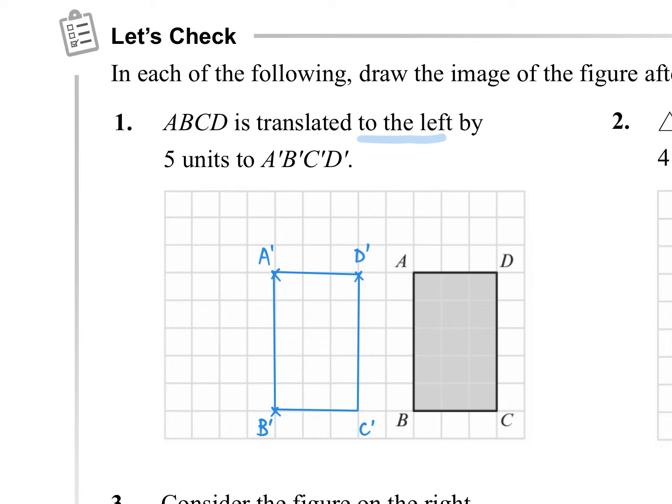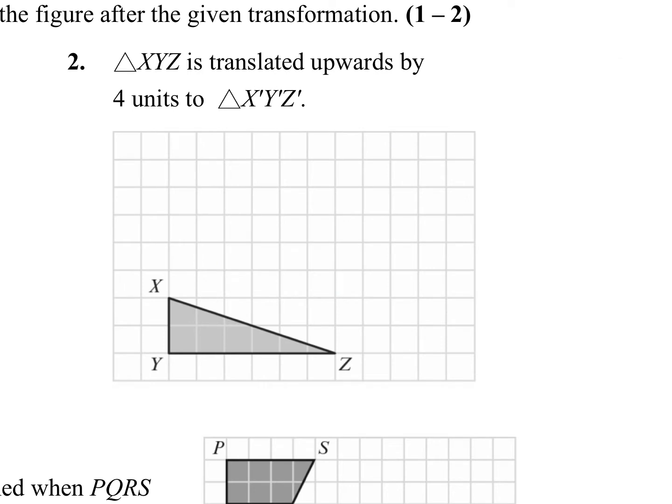And now I'm going to talk about question 2. In question 2, we're going to translate upwards by 4 units. So now I choose, for example, X to translate upwards by 4 units. So that's 1, 2, 3, and 4. So first of all, I mark down X will be here, X prime. And then 2 units downwards, we will get Y prime. Okay, and then 5 units to the right to get Z prime, and then join X prime and Z prime. Now I'm going to talk about question 3.